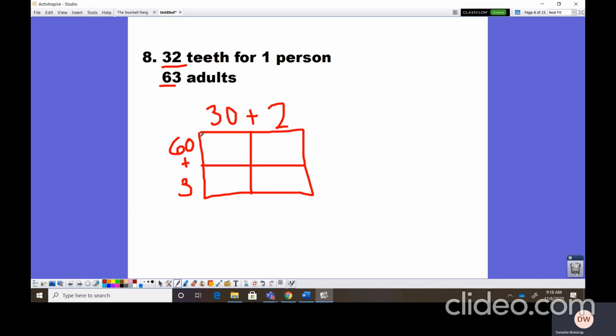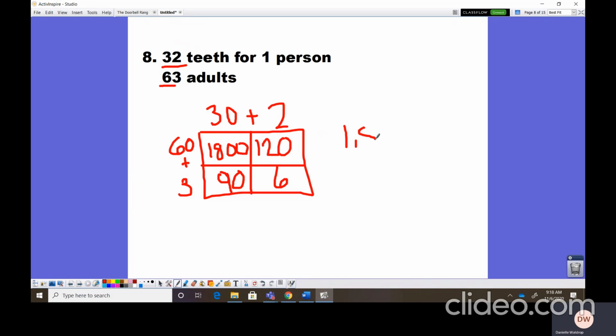Let's do our multiplying. 30 times 60. 6 times 3 is 18. There are 2 zeros here that I have to include. So 1,800. 2 times 60. 2 times 6 is 12. There's 1 0 that I have to include here. So 120. 30 times 3. 3 times 3 is 9. 1 0, so it's 90. And 2 times 3 is 6.